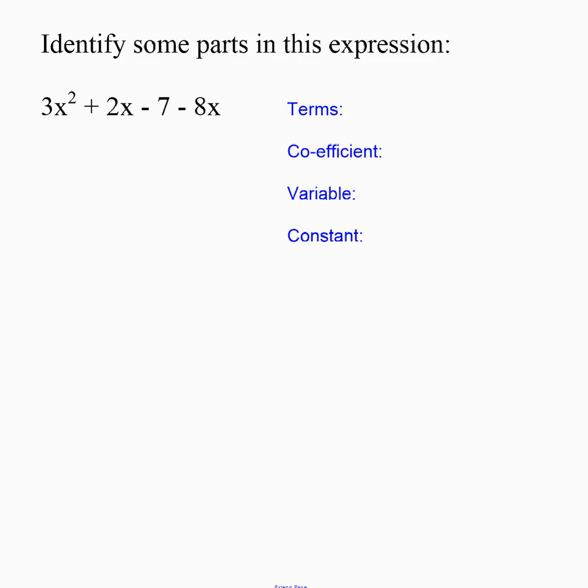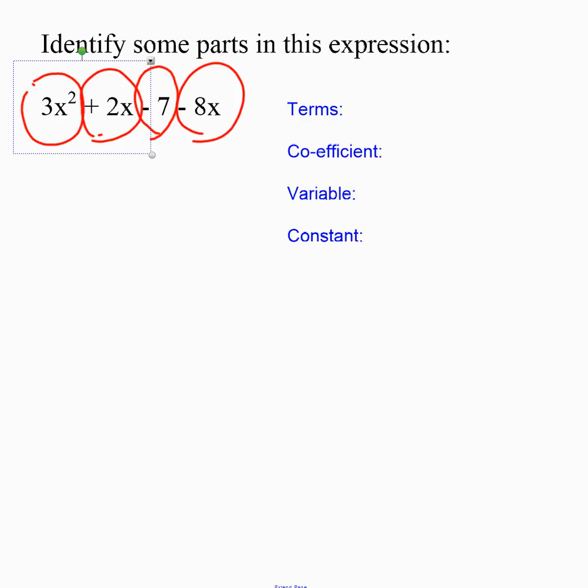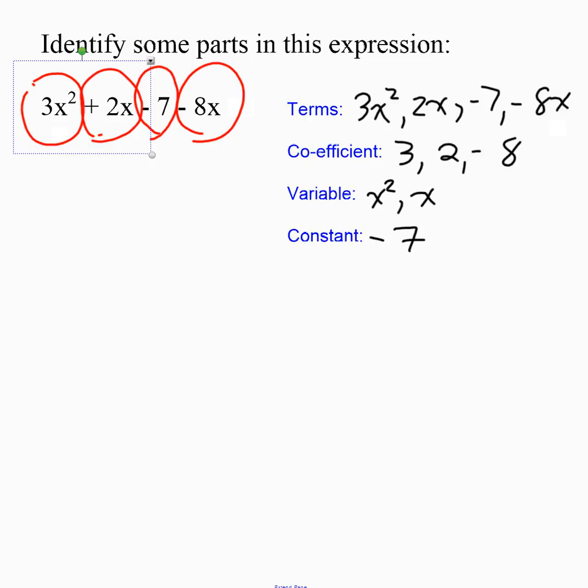So to identify terms, again, I like to circle or highlight or identify. That's up to you. So there are 4 terms here. They are 3x squared, 2x, negative 7, and negative 8x. Again, be careful that you include the sign. The coefficients are 3, 2, and negative 8. This negative 7, because it doesn't have a letter, because it doesn't have a variable, is called the constant. And then the variables are x squared and x.